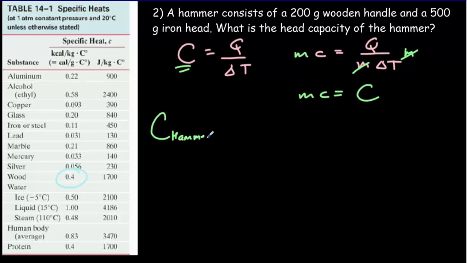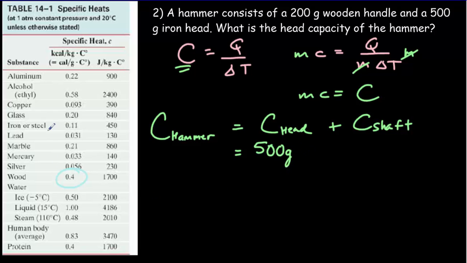And the hammer has two parts. So we'll have to add up the heat capacity for the head of the hammer plus the heat capacity for the shaft of the hammer. For the head of the hammer, we've got a mass of 500 grams, and it's made of iron. Iron has a specific heat capacity of 0.11 calories per gram degrees Celsius.